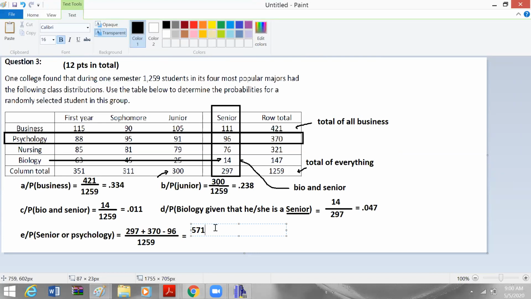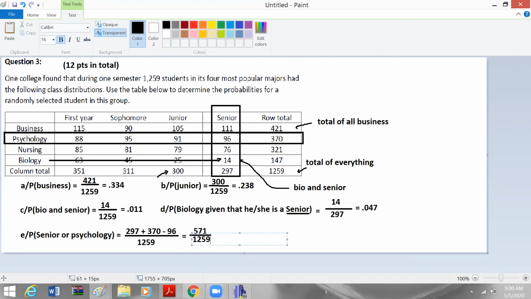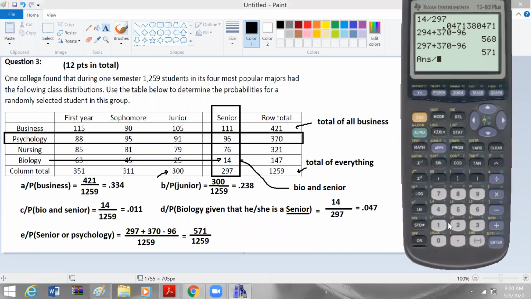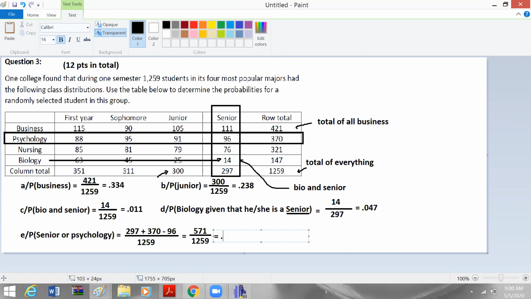And then we divide it by 1259. And so we're going to get the final answer for that part. And so the answer for that is 0.454. So I'm going to put it down as equal to 0.454. Okay, and that's pretty much the thing that we need to do.